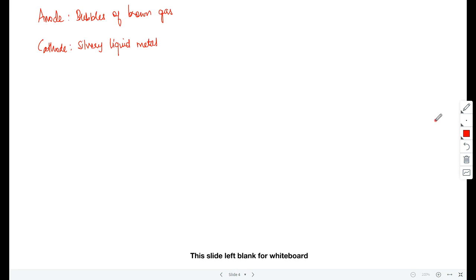Now, what is the explanation for these? Bubbles of brown gas indicate that it is bromine vapor, Br2. And the silvery liquid metal is the lead that is being produced, Pb.